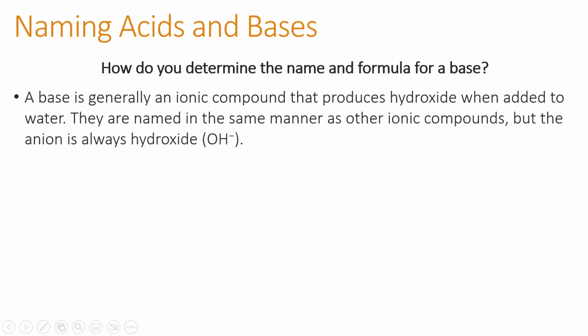So how do you determine the name and formula of a base? The good news is that you already know how to do this if you can name ionic compounds. A base is generally an ionic compound that produces hydroxide when it's added to water. They are named in the same manner as other ionic compounds, except my anion here is always going to be hydroxide.